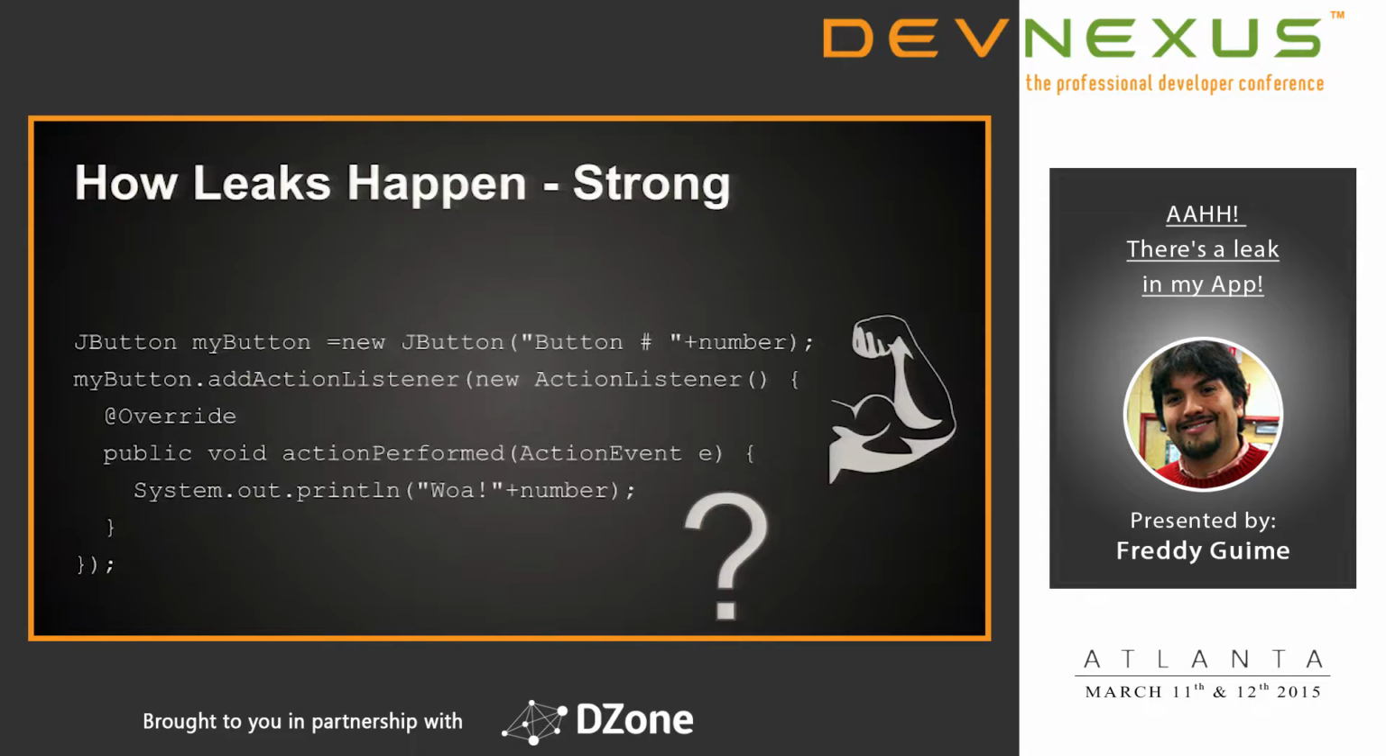Because most of the time when you add an anonymous inner class to an object that you want to listen to, there's no way to remove it, right? It's anonymous, it's inner, it was done there. There's no way for me to call remove action listener unless I assign this to a variable and then I can call it up. But most of the examples, even on the web, don't do that.